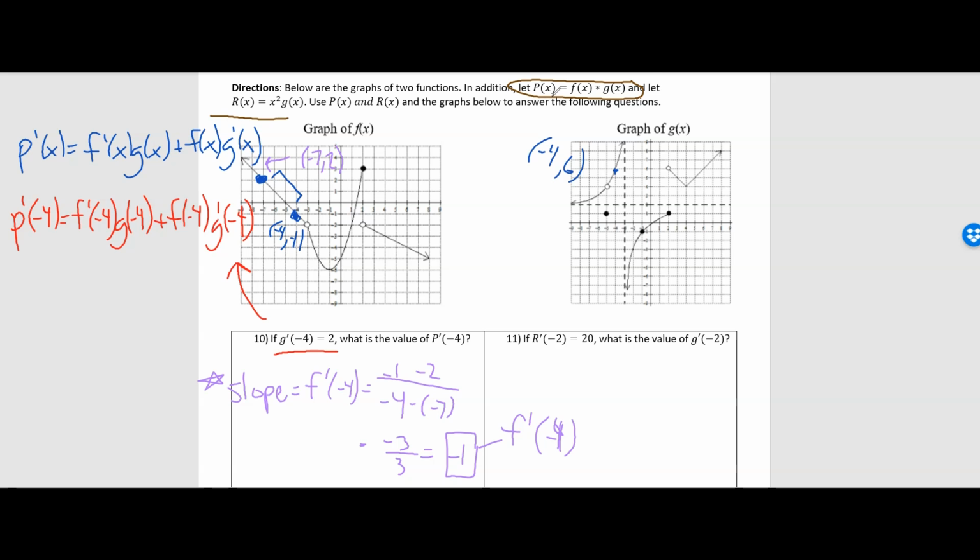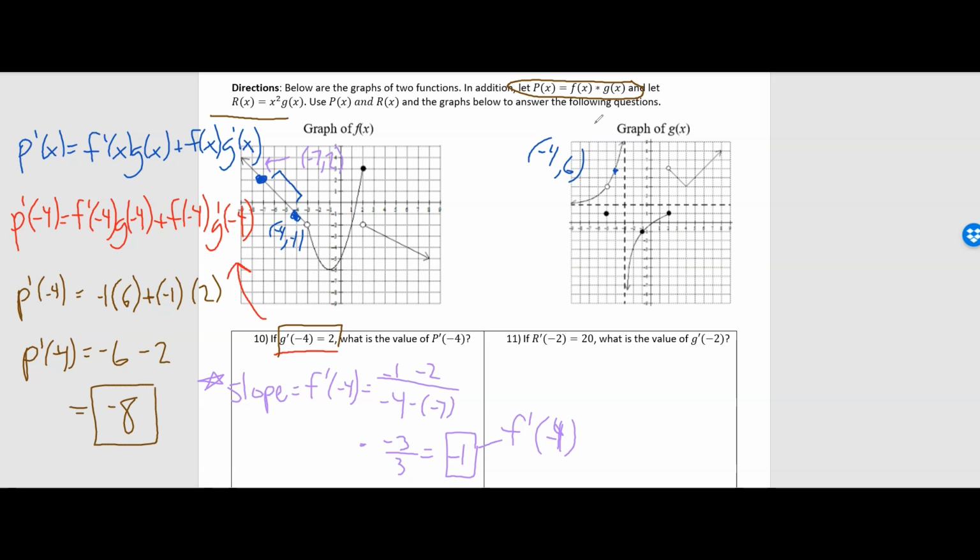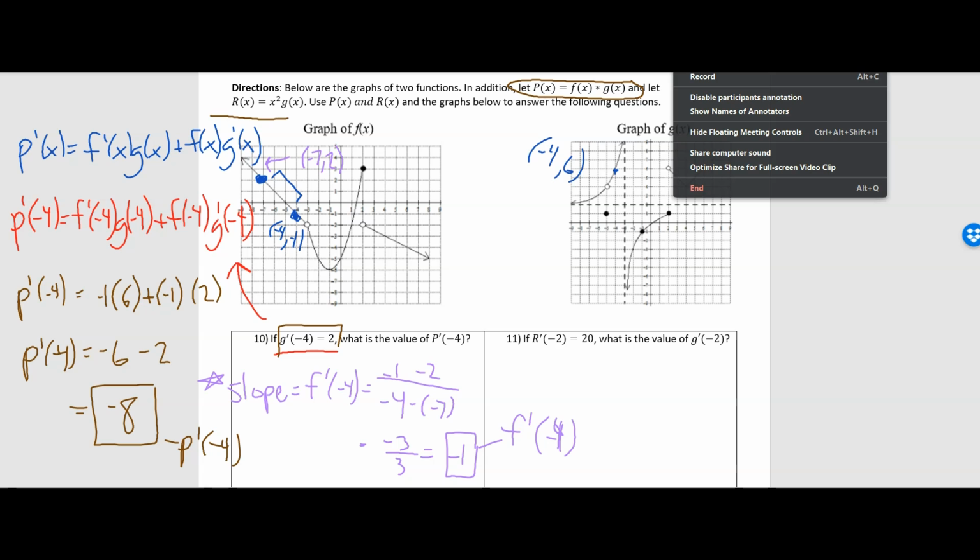Now we just need to substitute in. So p prime of negative 4 is equal to negative 1. That's my f prime of negative 4. My g of negative 4 is equal to 6. My f of negative 4 is equal to negative 1. And my g prime of negative 4, that was given to me, which is nice, is equal to 2. Then I just simplify. That's going to give me negative 6 minus 2, which is equal to negative 8. So this right here, negative 8, is the value of p prime of negative 4.